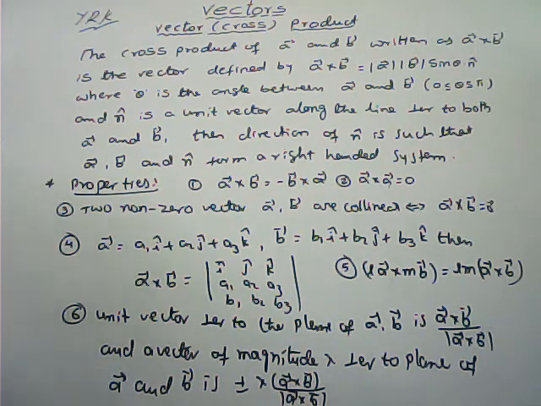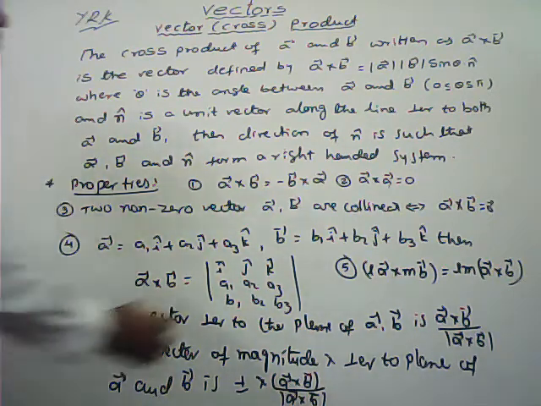Here theta lies in between, same as in the dot product, 0 to pi, and n cap is the unit vector along the line perpendicular to both A bar and B bar. Then the direction of n cap is such that A bar, B bar, n cap form a right-handed system.